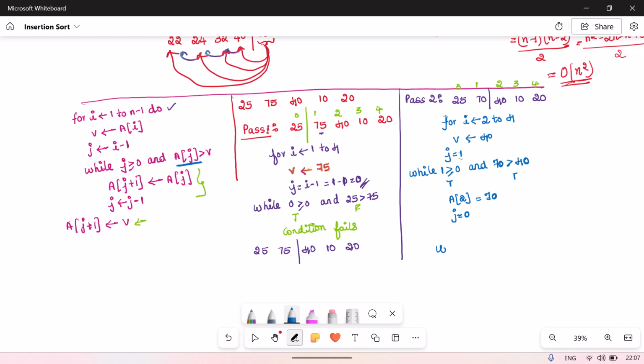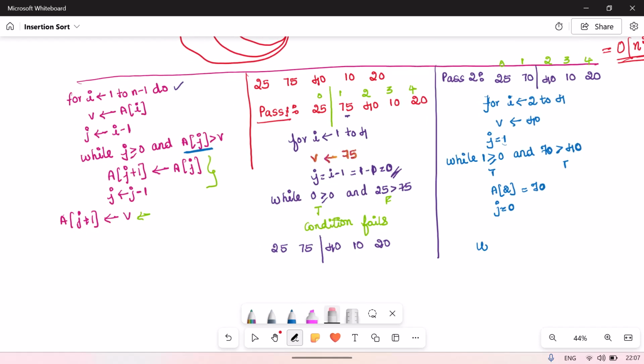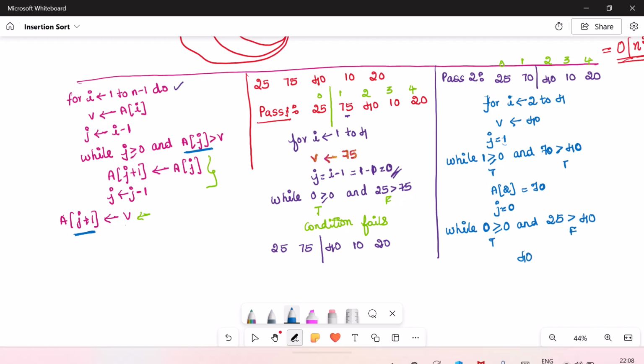So while j is 0, so 0 greater than or equal to 0, and 25 greater than 40. So this is true, but this is false. So the condition fails. So the control comes after the loop. So what happens here? j plus 1 will be assigned with the V value. What is the V value we have? V value we have is 40. So that will be put into a of j plus 1. j is 0, so j plus 1 is 1. So here in this position.